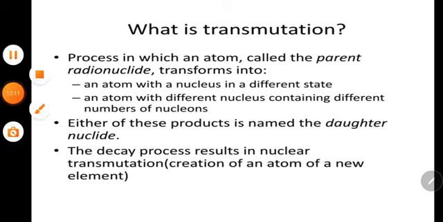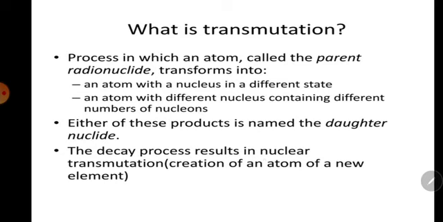Now the next process is nuclear transmutation. It is a process in which an atom called the parent radionuclide transforms into an atom with a nucleus in a different state, an atom with a different nucleus containing a different number of nucleons. Either of these products is named the daughter nuclide. The decay process results in nuclear transmutation, nuclear changes that create an atom of a new element.